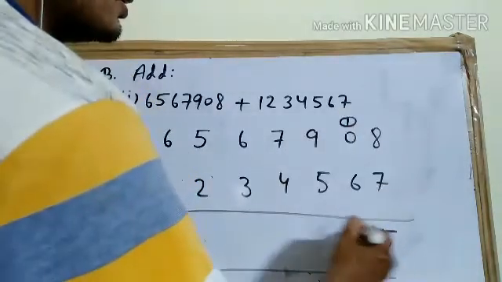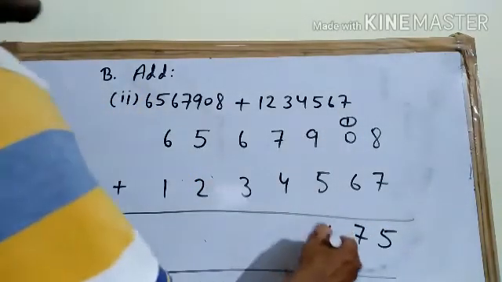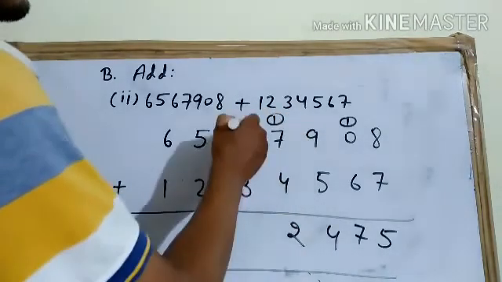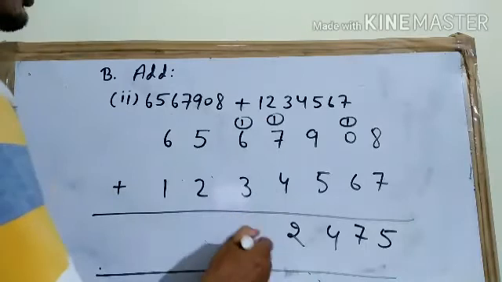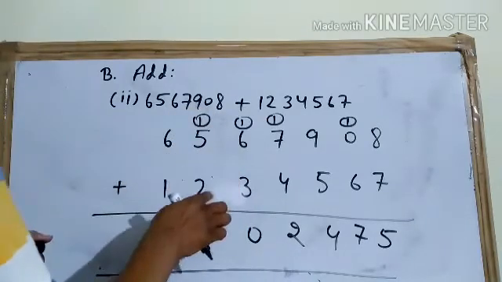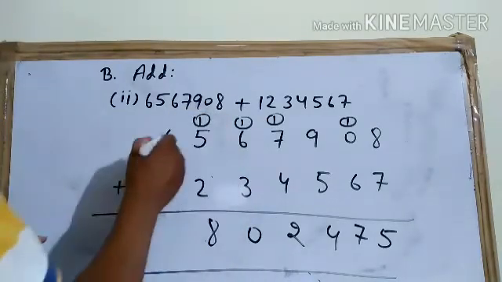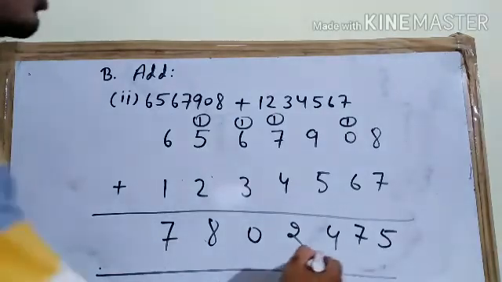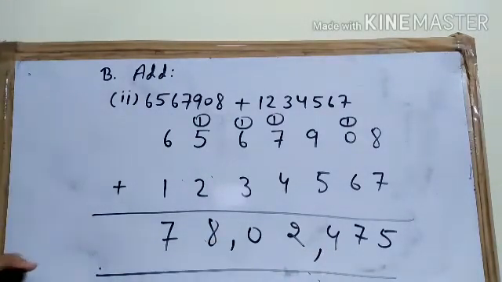6 and 1 7. 9 and 5 14, 1 carry. 7 and 4 11 and 1 12, again 1 carry. 6 and 1 7 and 3 10, again 1 carry. 5 and 2 7 and 1 8. 6 and 1 7. So we have to add always from extreme right.